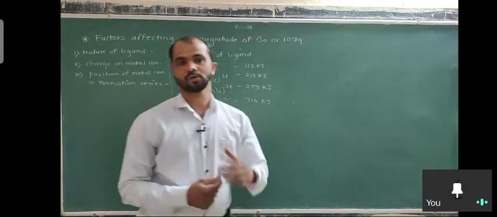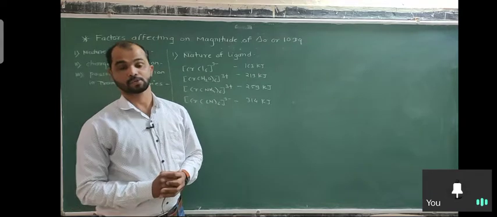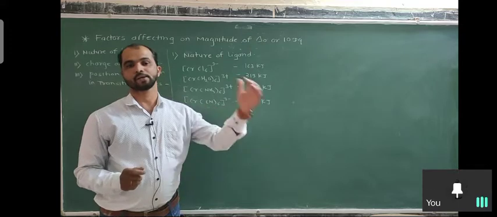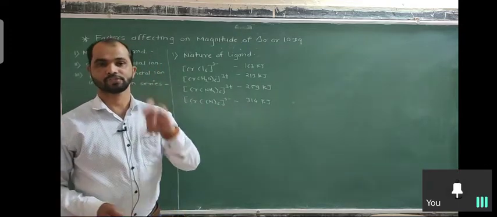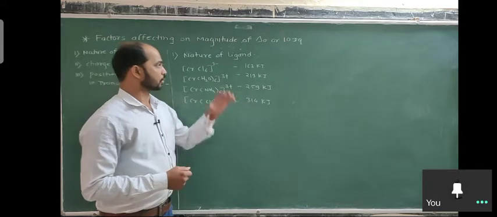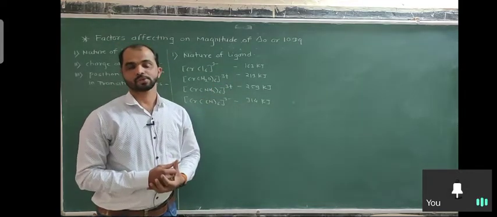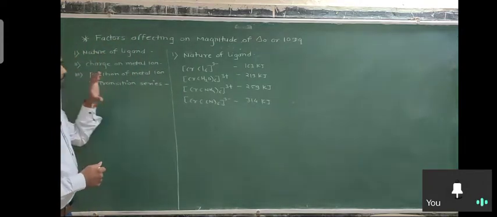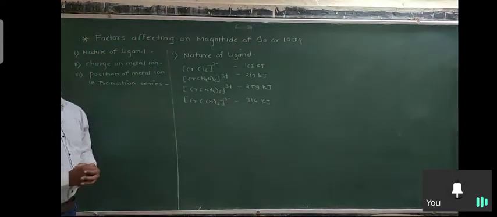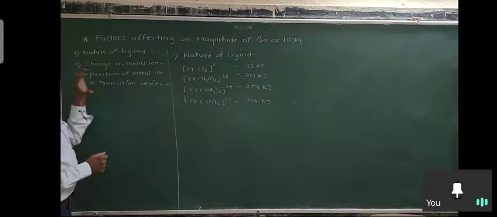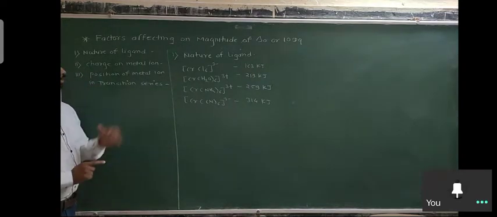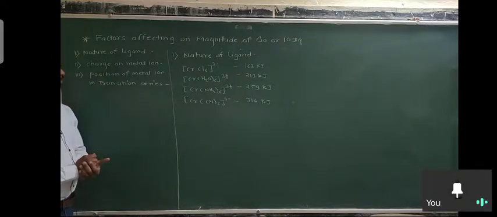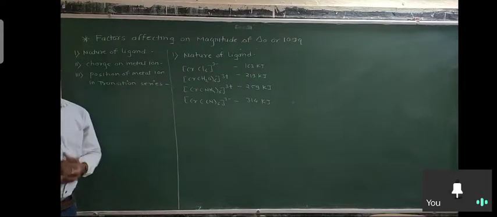Which factors are responsible for the variation of the 10 Dq value from complex to complex? Every complex has a different value of 10 Dq, so which factors are responsible for it? We are going to discuss that here. Basically, there are three factors responsible for the 10 Dq value. The first factor is the nature of the ligand. The second one is the charge on the metal ion. The third one is the position of the metal ion in a transition series.